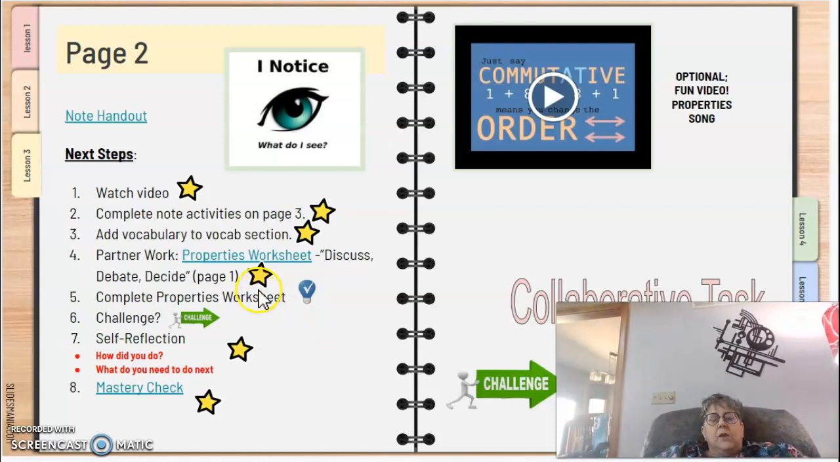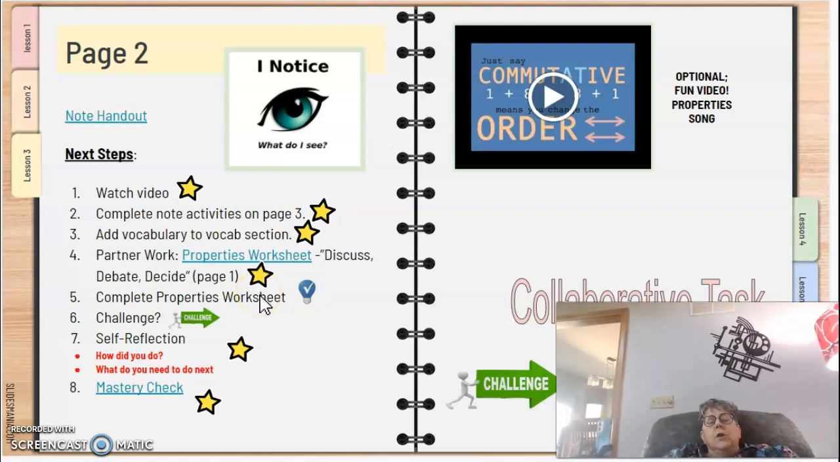If you have time and you need further practice, you can complete that properties workshop. It's actually a two-page worksheet. It's actually 2 pages long.